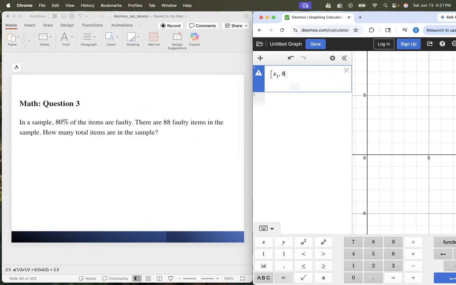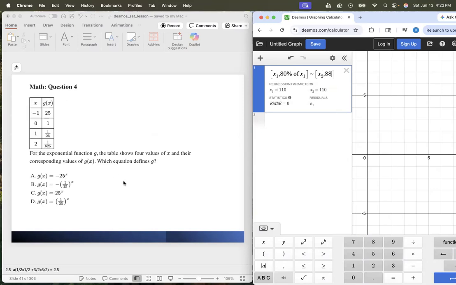And 80% of that is defaulted. So this will regress to what is the actual total of that thing. I don't know. I say S2, but I know 80% of that is 88, and I give you 110 right there. Straightforward, right? Question 4, they've given you this graph, right?